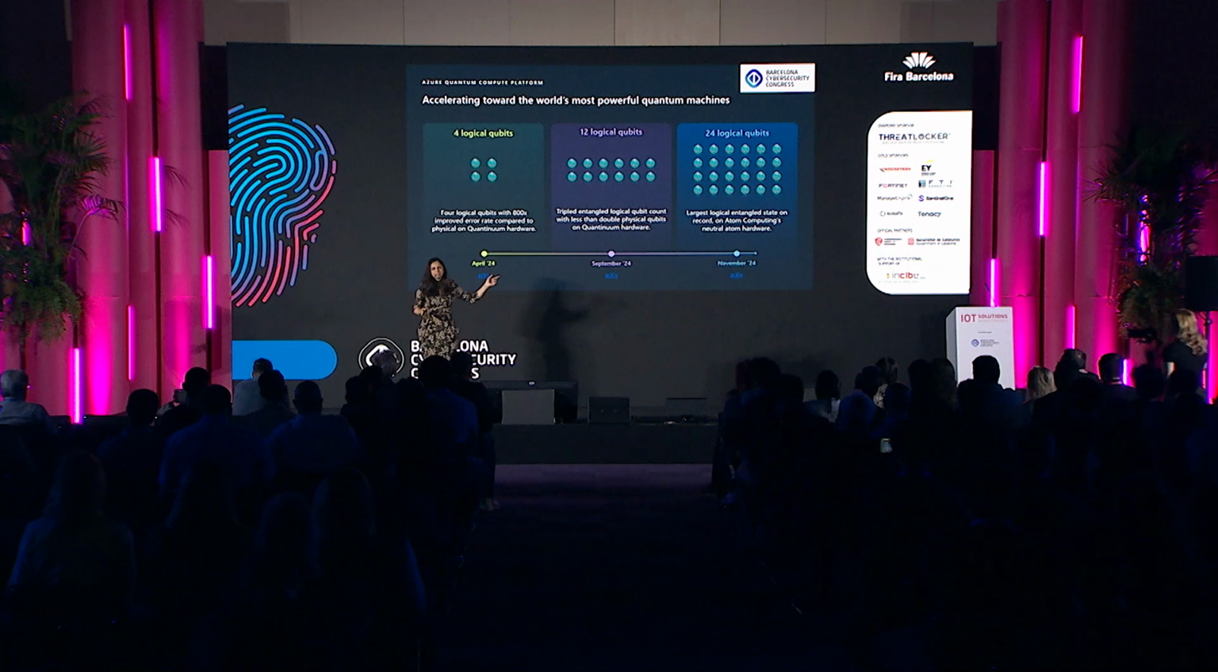24 logical qubits is what we could achieve with neutral atom hardware with Atom Computing. So we are working with different providers. You can see what we are doing here, right? We're trying to work with multiple providers, because even today, we don't definitely know which is the best compute. And we want to accelerate the space. We want to accelerate the community. So we are working with multiple different providers to find the best path.